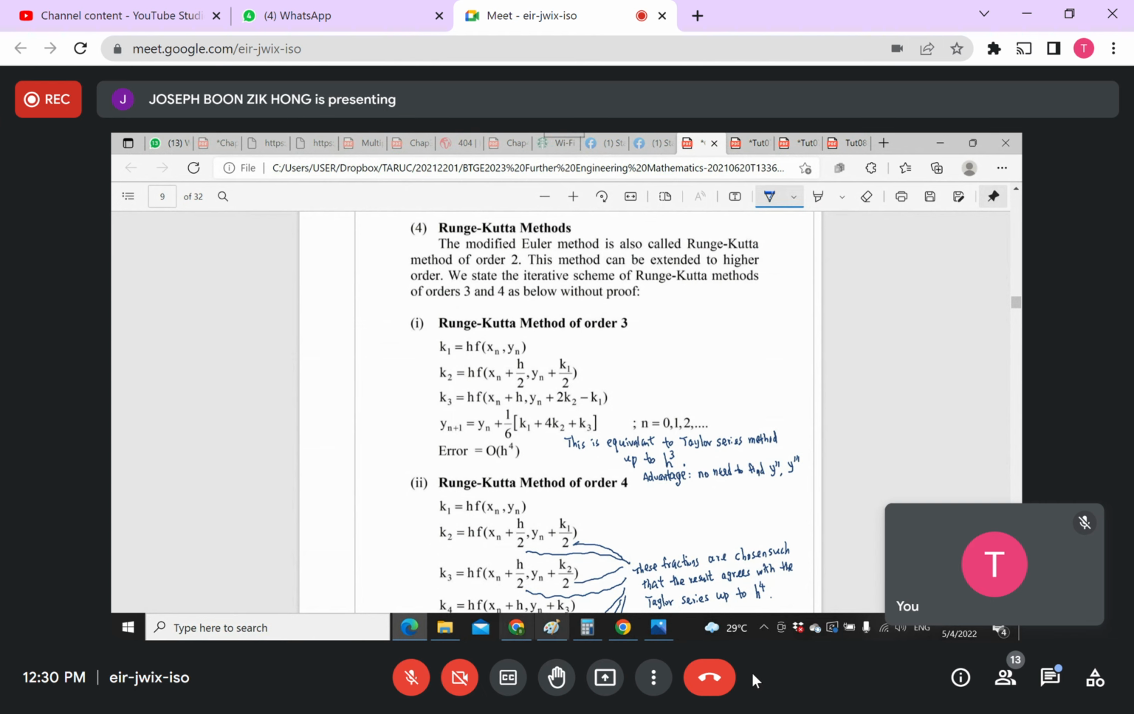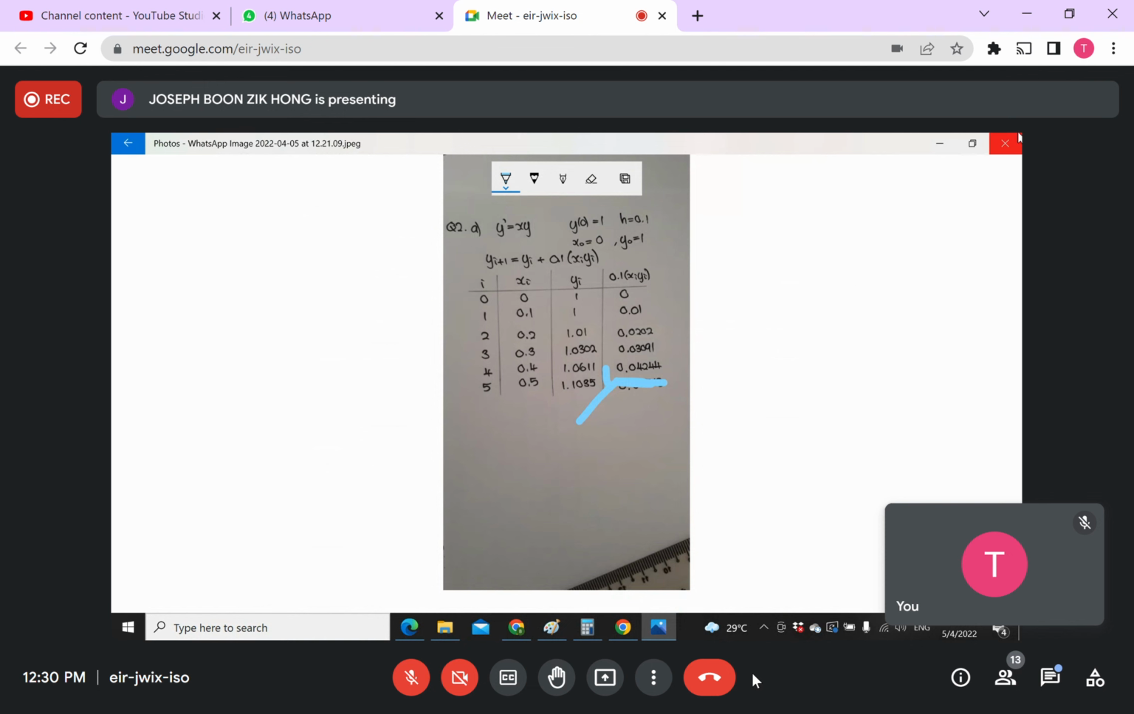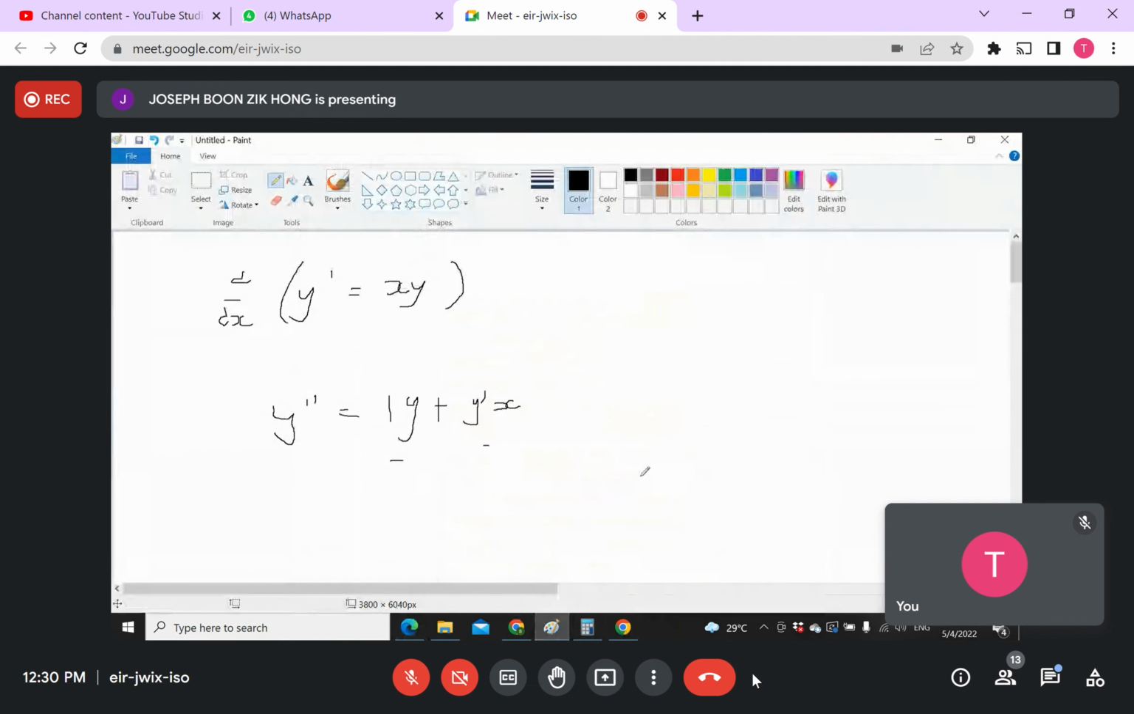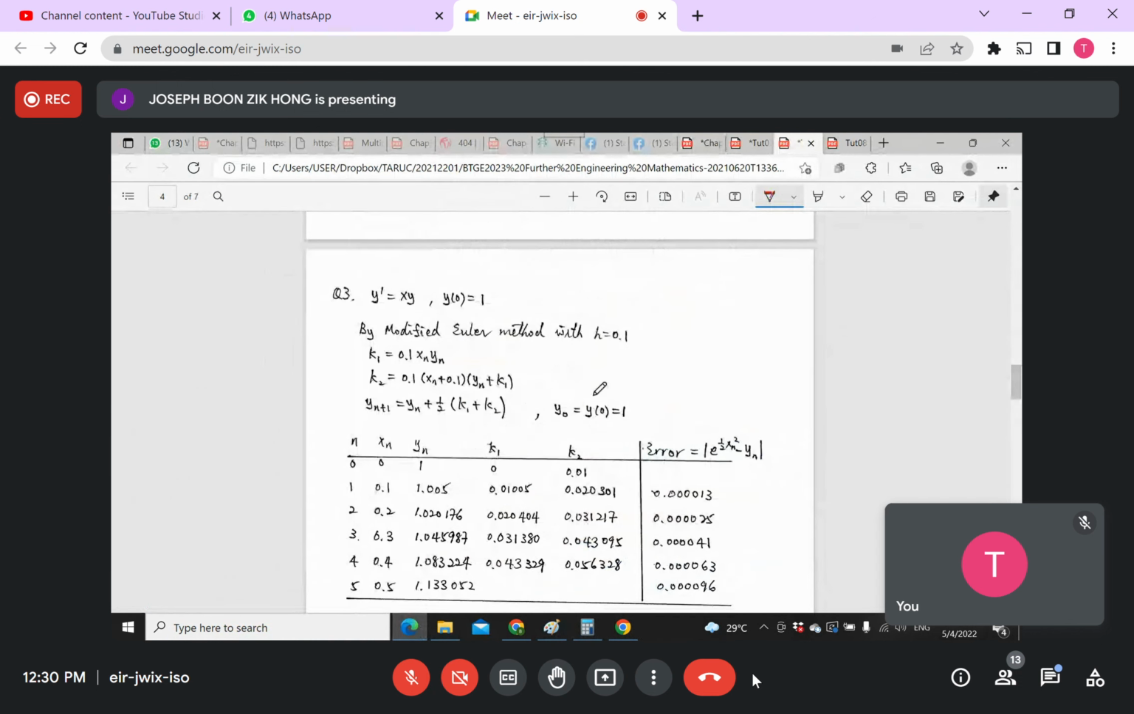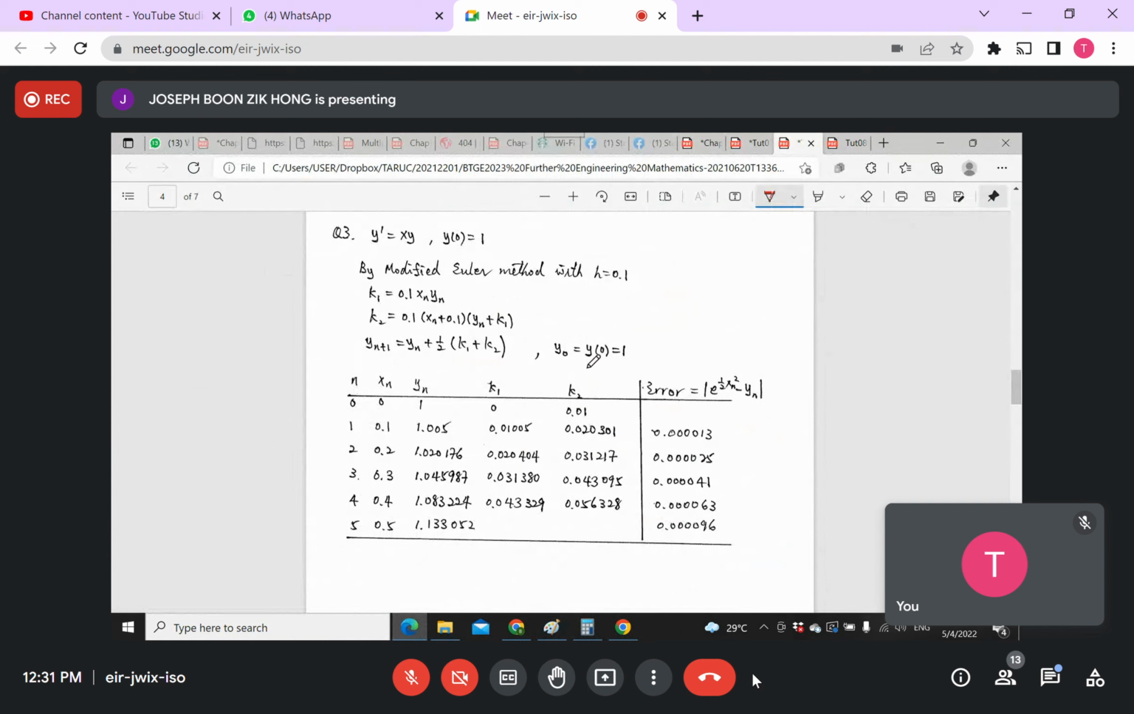So now let's see. This one up to here, up to this point. Compare your answer with this one. Again, because this one is the modified Euler method, we need to find the K1. And after you find the K1, you have to put it into here in order to get the K2. So by using the K1 and K2, only then can you find the next one. So let's see. I take these two steps as an example.